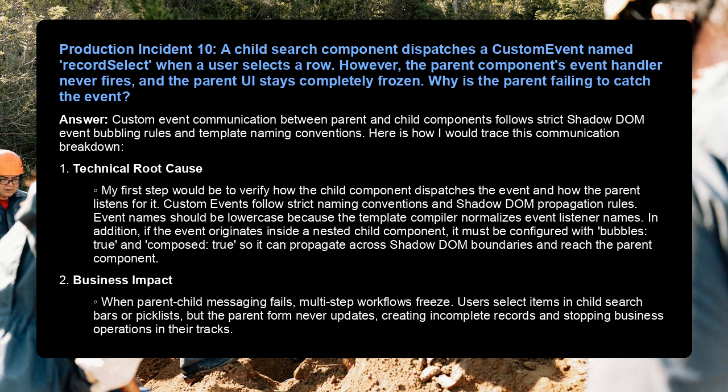Production Incident 10. A child search component dispatches a custom event named RecordSelect when a user selects a row. However, the parent component's event handler never fires, and the parent UI stays completely frozen. Why is the parent failing to catch the event? Answer: custom event communication between parent and child components follows strict shadow DOM event bubbling rules and template naming conventions.